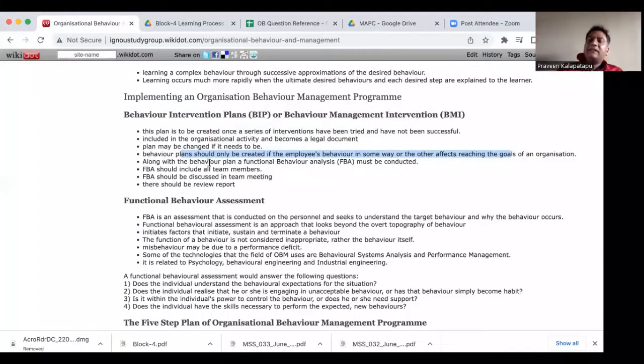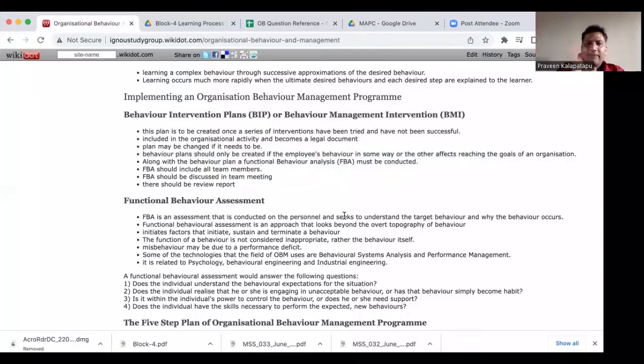In this, the first part is the functional behavior assessment that we do. So what is a functional behavior assessment? After covering it, I'll come back to these 3 points. A functional behavior assessment is conducted on a person or a group to understand the target behavior. Why this behavior? This is the part we are talking about: why are people behaving that way? That is exactly what FBA is.